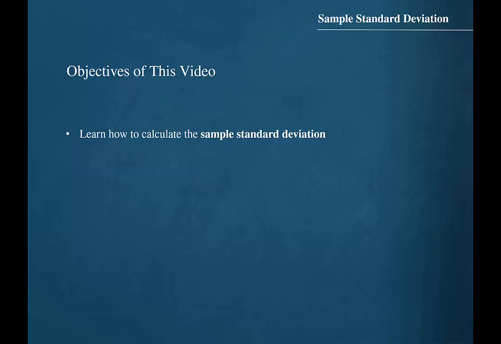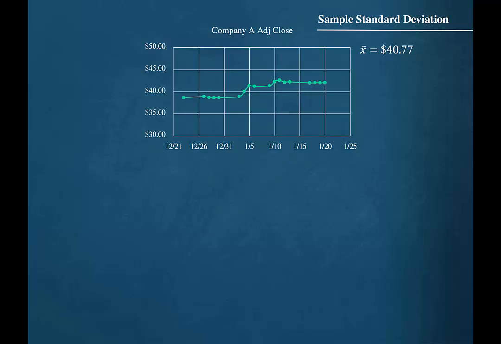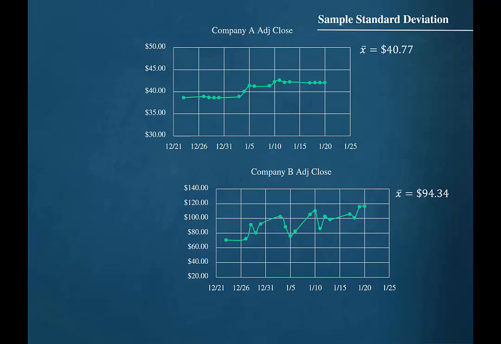The objective for this video is to learn how to calculate the sample standard deviation. Here is a time series chart that shows the adjusted closing stock price for a company we will call Company A for a sample of 18 days. The sample mean closing price is $40.77.